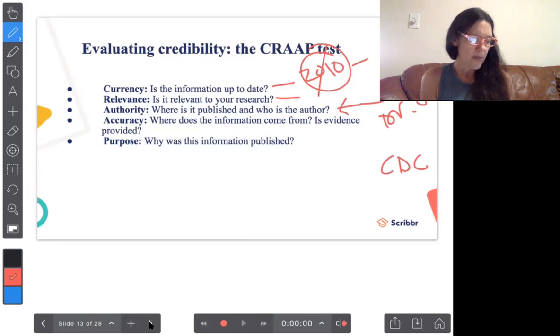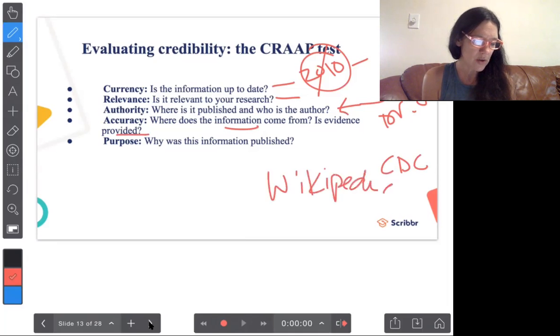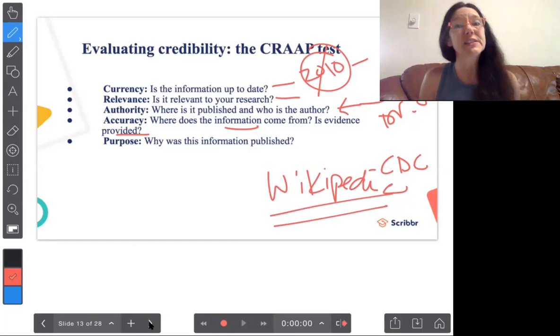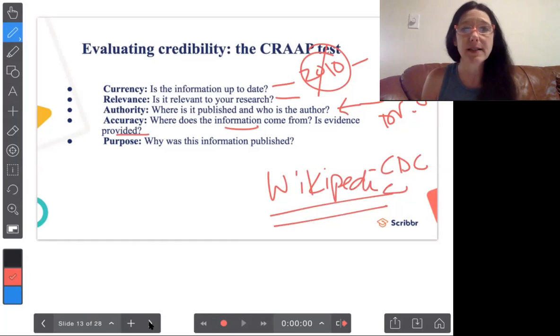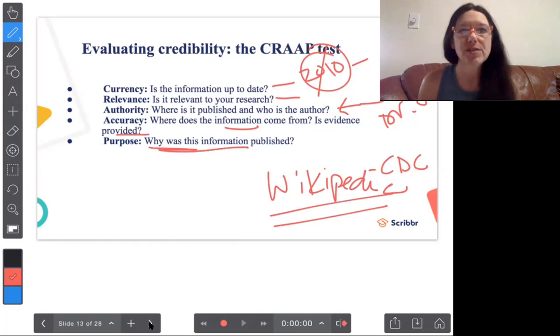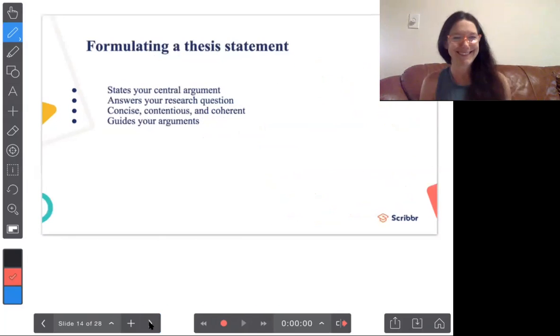Accuracy, where does it come from? Is evidence provided? We used to hate Wikipedia. It's still a little sketchy, but you can find lots of information there and then click their references and actually use the reference. So it's a good starting point, but don't use that as a reference because you need to check their references. Because again, anybody can change Wikipedia, and if nobody catches it, whatever. And then why does anybody care about this? Make sure it's useful. The CRAAP test.